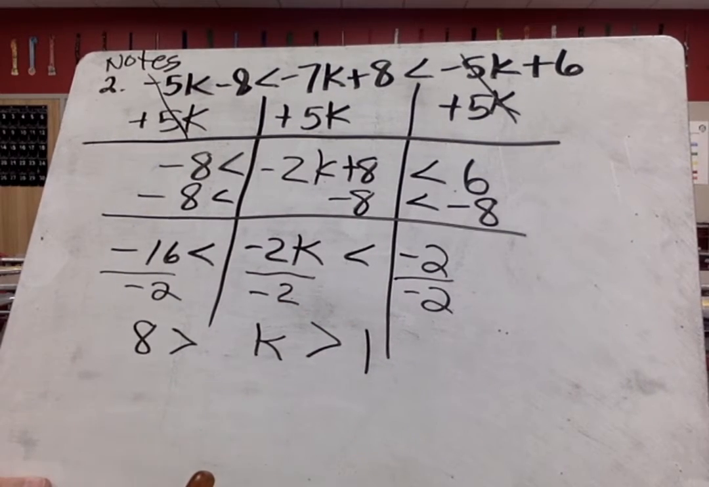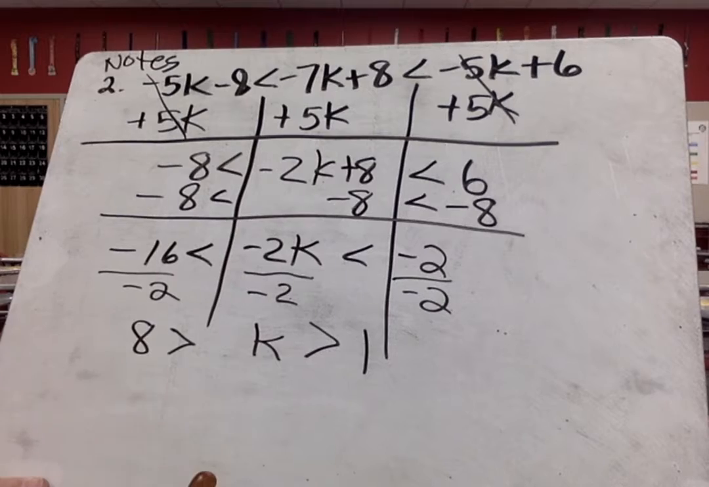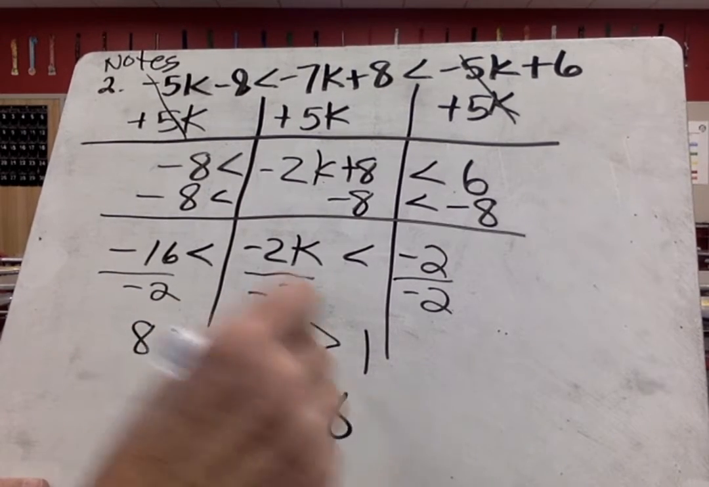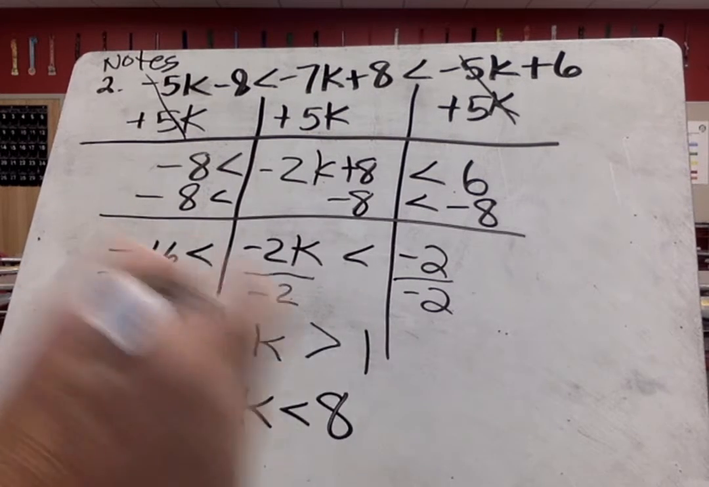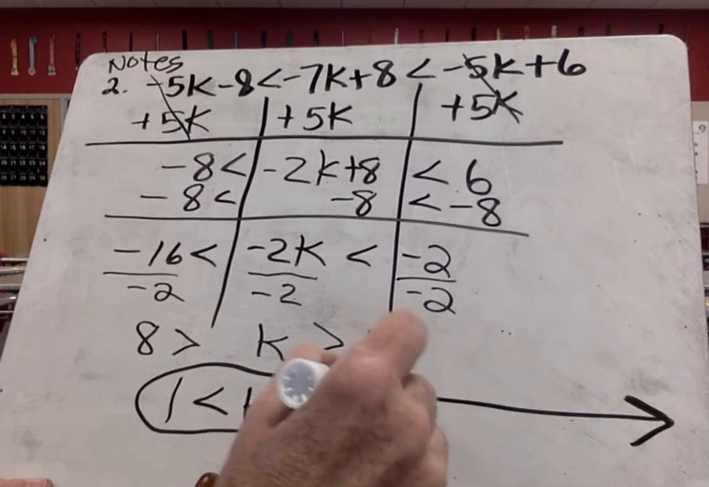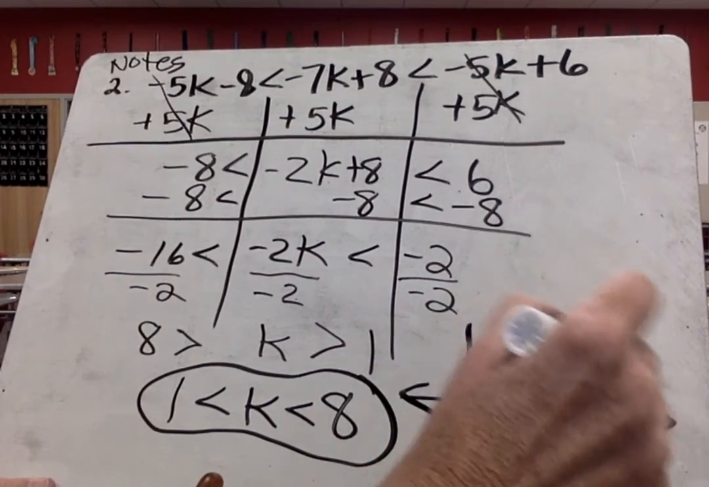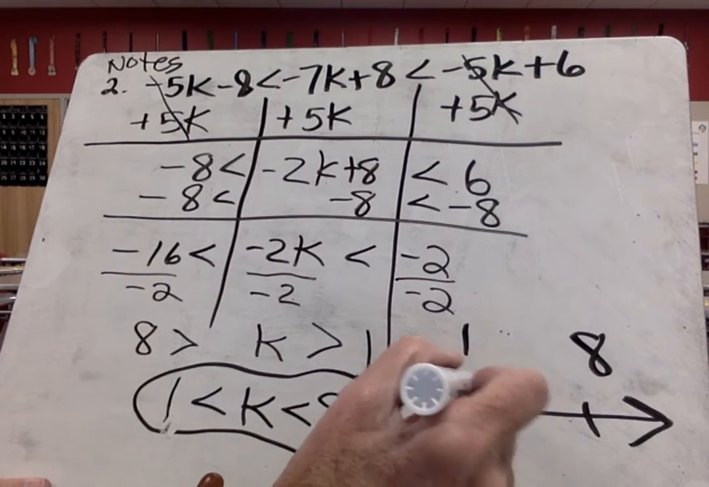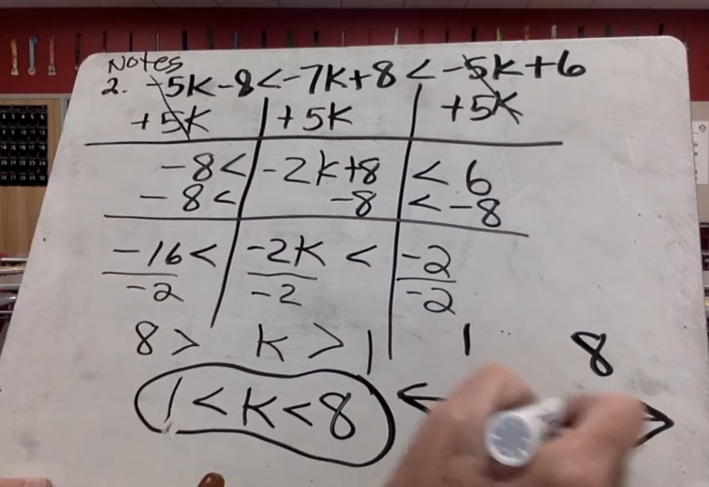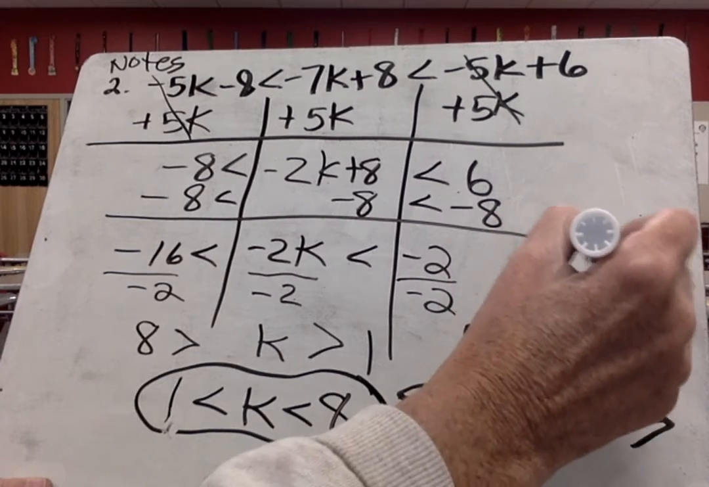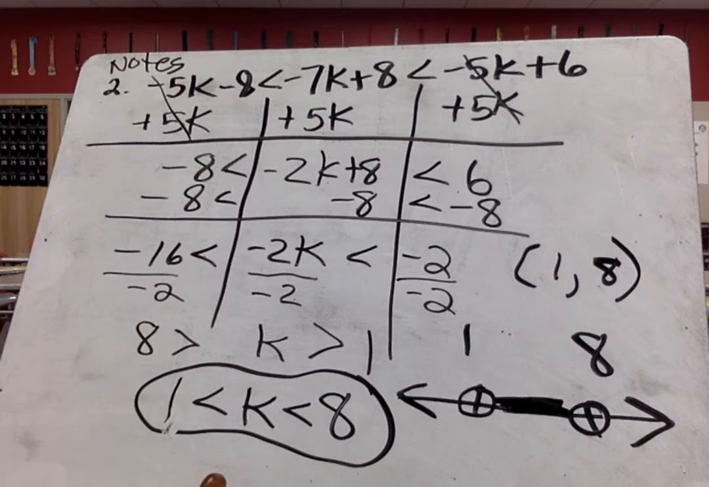So I'm going to flip that around because the lowest number needs to be on the left side. So 1 is less than k is less than 8. And then I can graph that on my number line. I'm all done. My number line, 1, 8. Open dot because it doesn't include 1 or 8, and shaded in between. And our interval notation, 1, 8. And they're parentheses because they don't include 1 or 8.